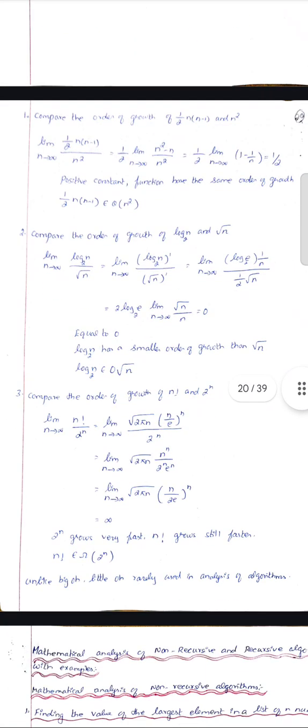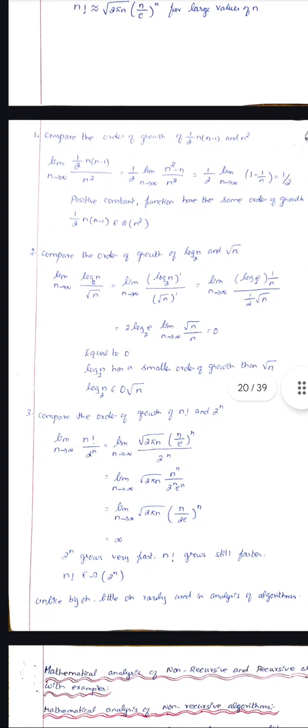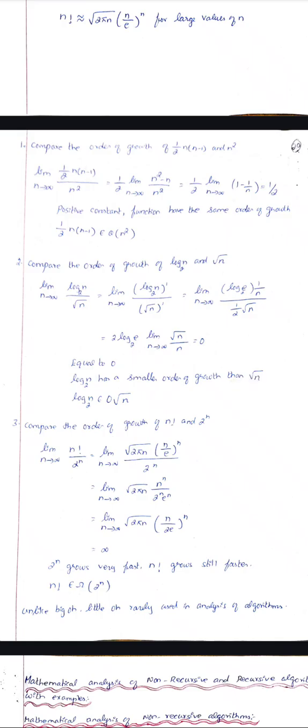Here the question is: compare the order of growth of half n into n minus 1 with n square. We keep the constant half on the left side and take the limit as n tends to infinity of (n square minus n) by n square, which is half times (1 minus 1 by n). That equals half, which is a positive constant. Functions have the same order of growth when the limit is a constant.